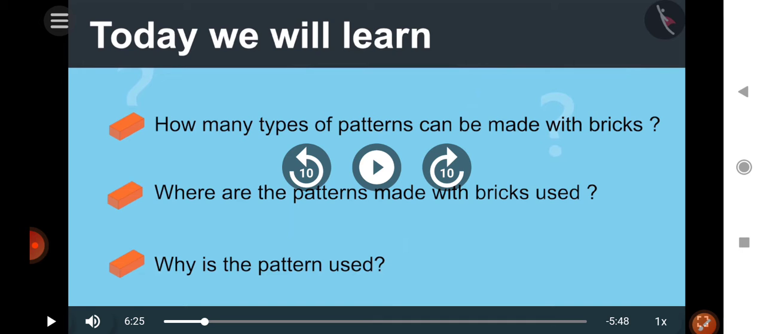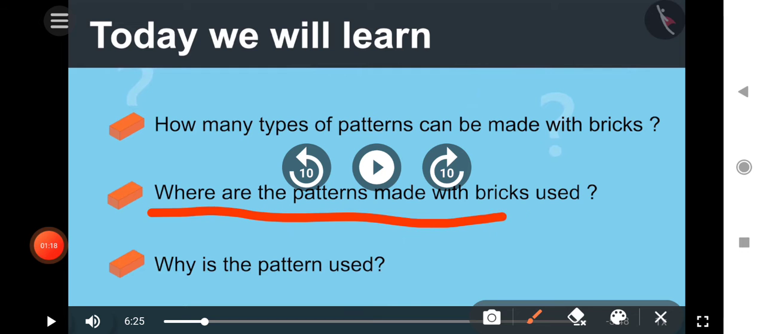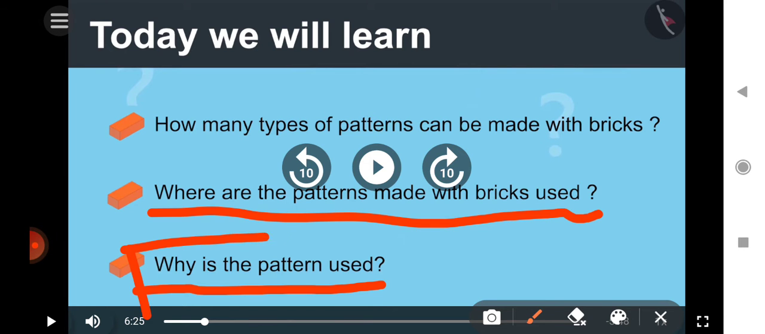Then, where are the patterns made with the bricks used? That means where we have to use those brick patterns. The last, why is the pattern used? That means for what purpose we have to use those patterns, isn't it? Let us go through the video, children.